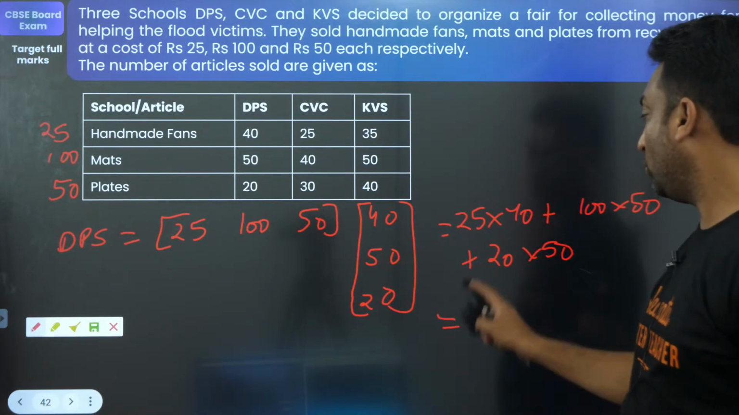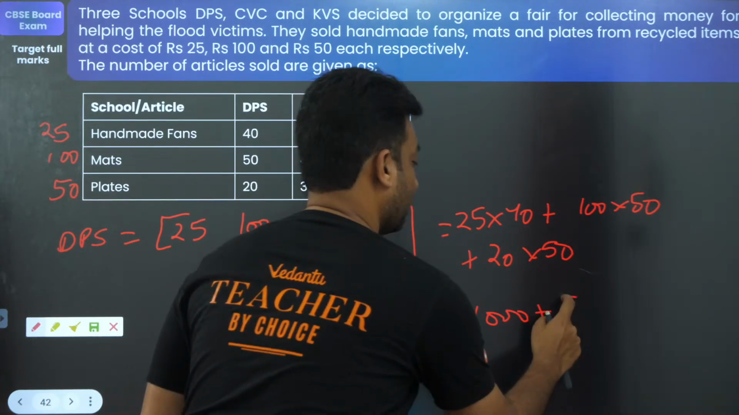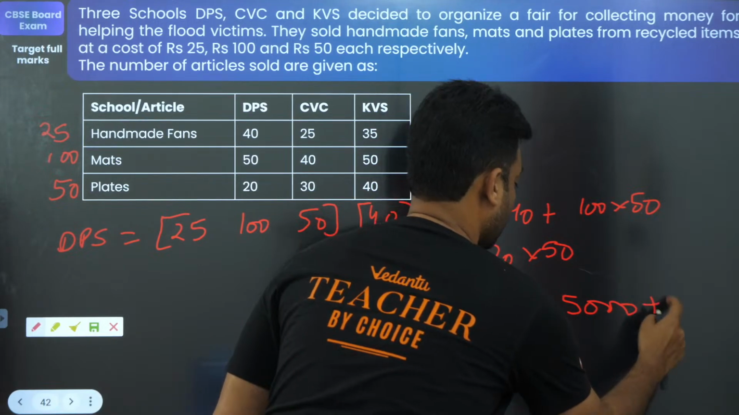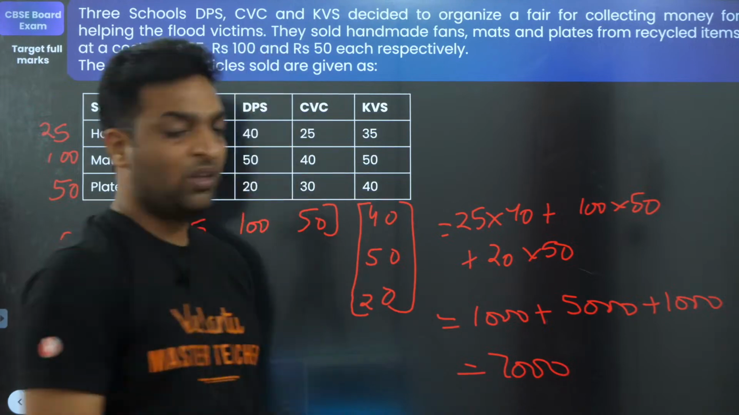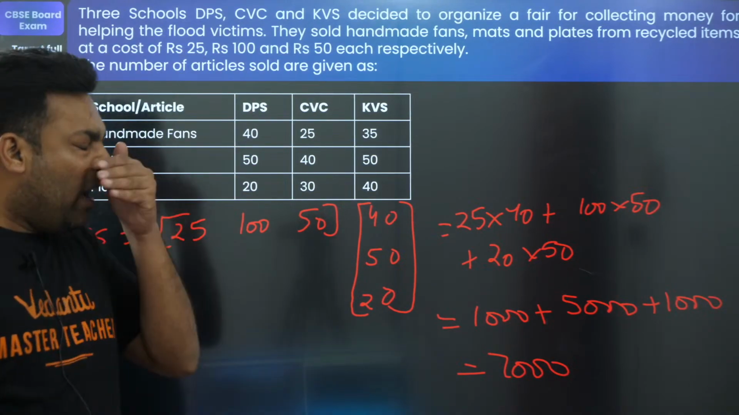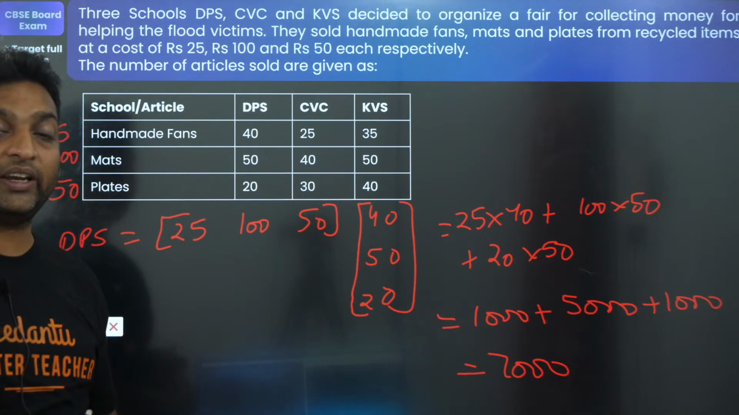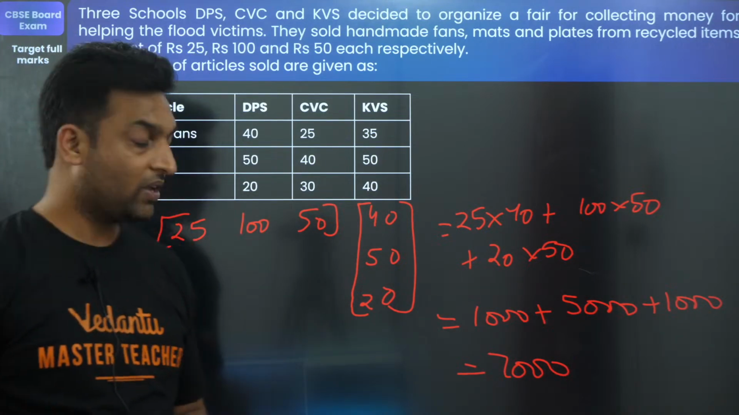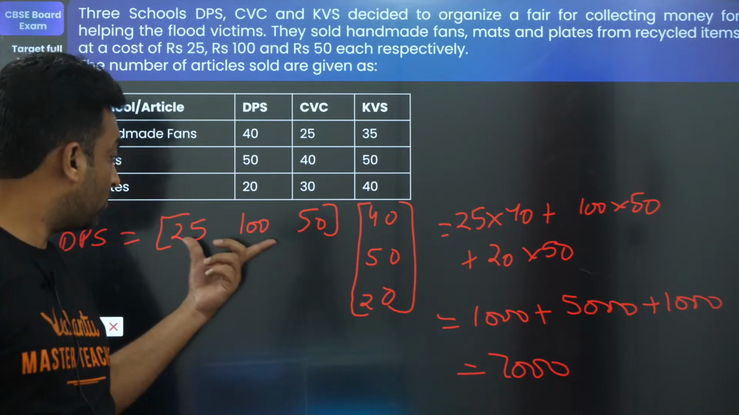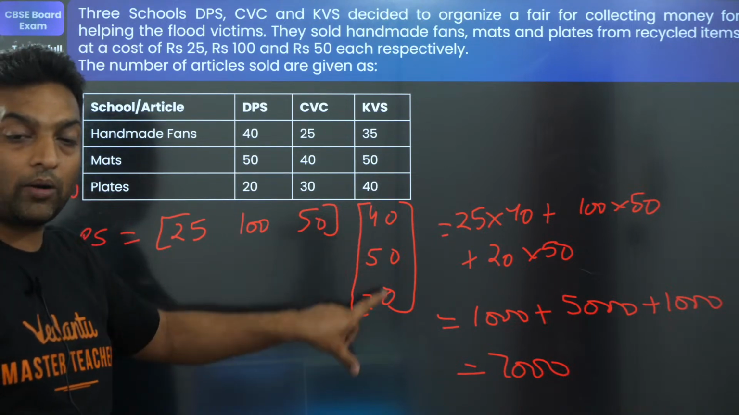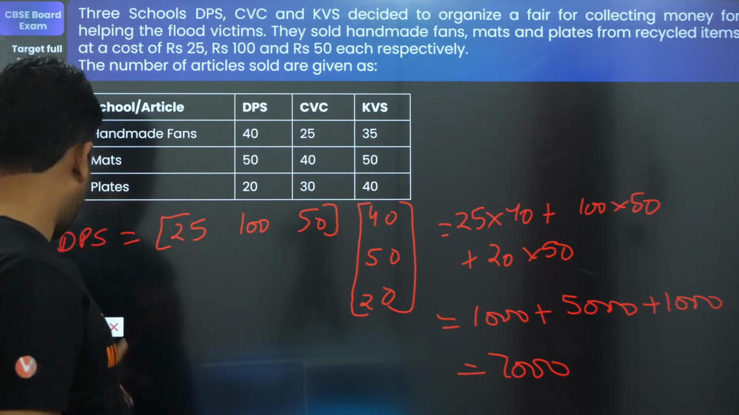Will you be able to do 1000 plus 5000 plus 1000? That is the total money collected by DPS. Same way, you can write the total money collected by the other schools also. Got it? Are you able to understand this matrix way? Row matrix into a column matrix. Let's move ahead.